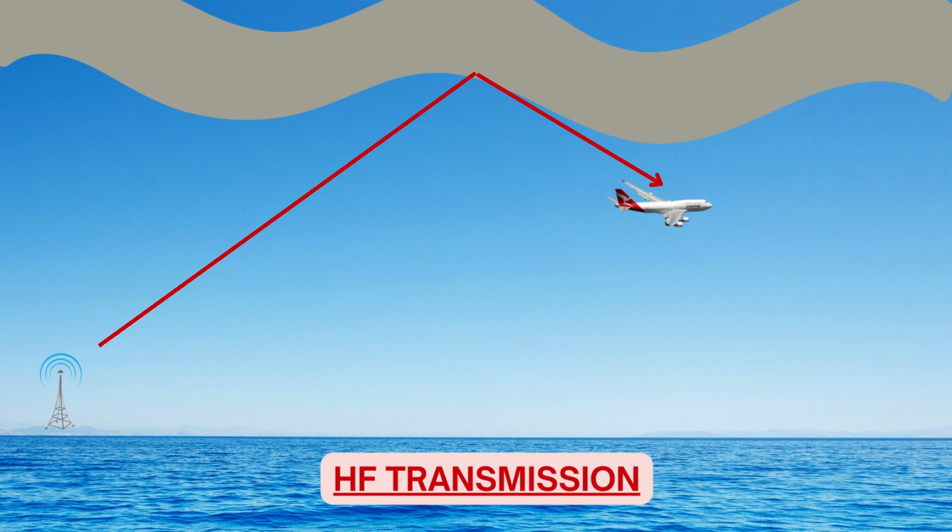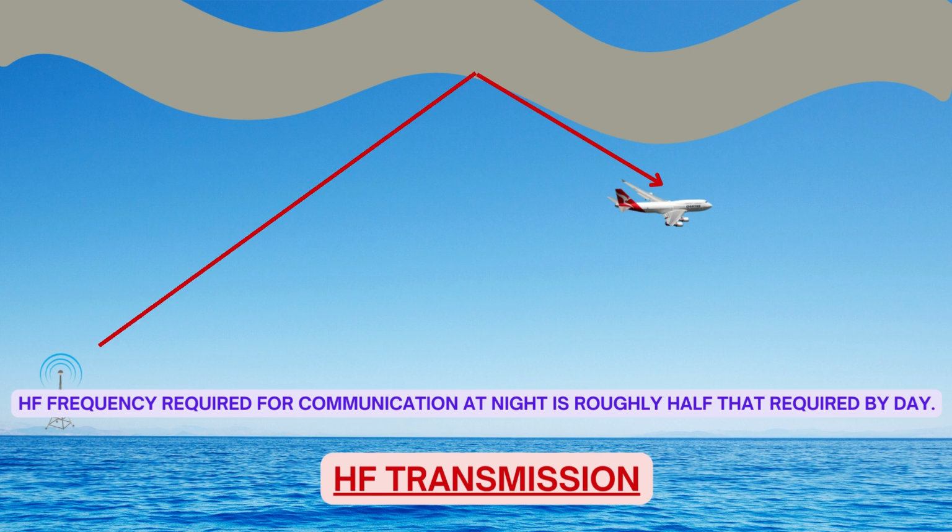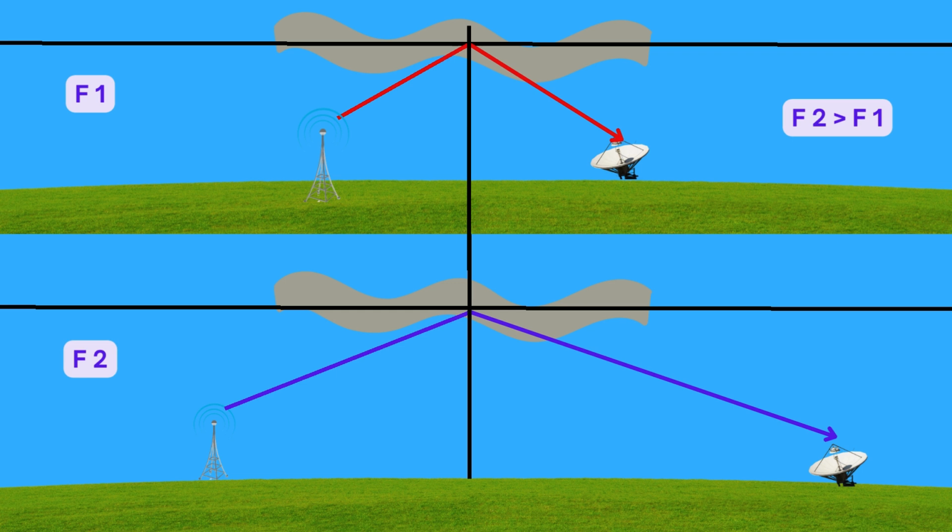Since ionization intensity is lower by night than by day, it means that the frequency required for use at a particular range by night will be less than that required by day. So HF frequency required for communication at night is roughly half that required by day. Important from exam point of view. Because skip distance increases as frequency increases, low frequency will give short range and high frequency will give longer ranges.